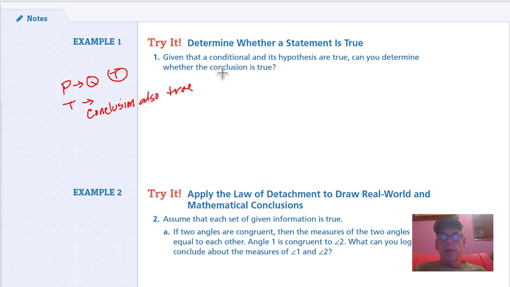So that's the law of detachment. Given that a conditional and its hypothesis are true, if P then Q, a true statement, how can you determine whether the conclusion is true? If you have a statement that's true, then if the hypothesis is true, the conclusion follows from it, so the conclusion is also true. So yes, we can.